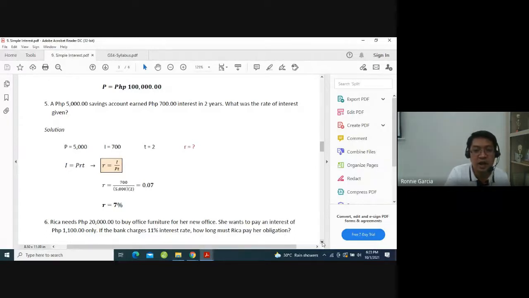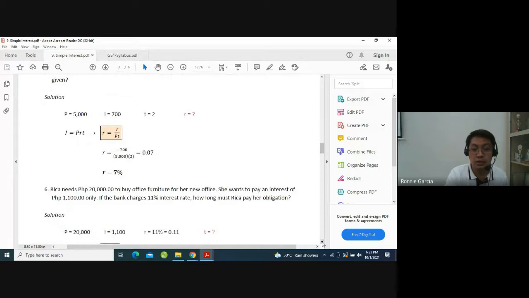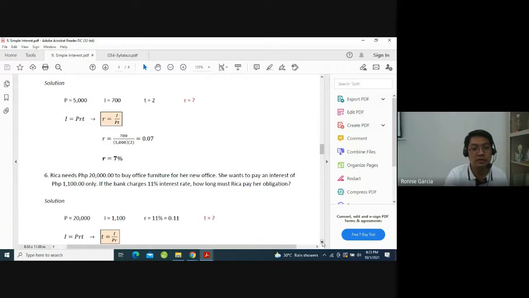So time ang gipangayo diri, so we need to again derive the formula. So since kabalo naman ta mo-derive, 20,000 pesos is actually our principal. 1,100 is our interest. That's letter I. The interest rate is 11% or 0.11. So T is equal to I divided by PR. Kuha ninyo ang formula. T is equal to I divided by PR, kung time ang gipangayo. So dapat tan-awon ninyo ang listahan sa mga formula.